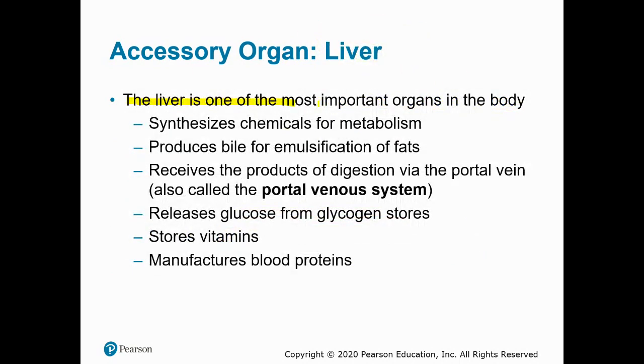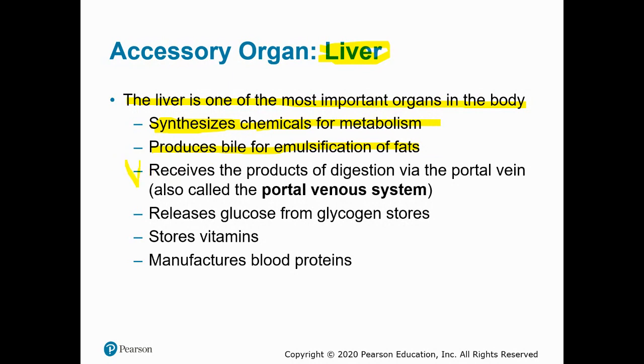And then the liver, so certainly one of the most important organs in the whole body, not just for digestion. We said, again, it produces bile to emulsify the fats. Again, bile is stored in that little gallbladder. The liver also can synthesize, so build, chemicals for metabolism. We'll talk more about that in chapter 7.